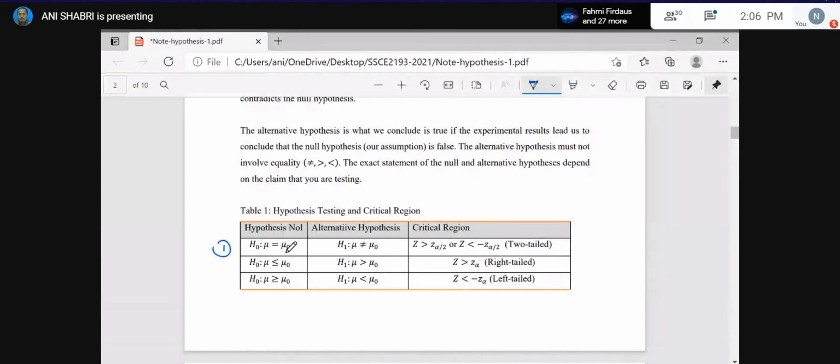Okay, the second, if we want to test the null hypothesis less than or equal, against the alternative greater, the rejection region is on the greater side. And if you want to test the null greater than or equal, against the alternative less, the region is on the less side.